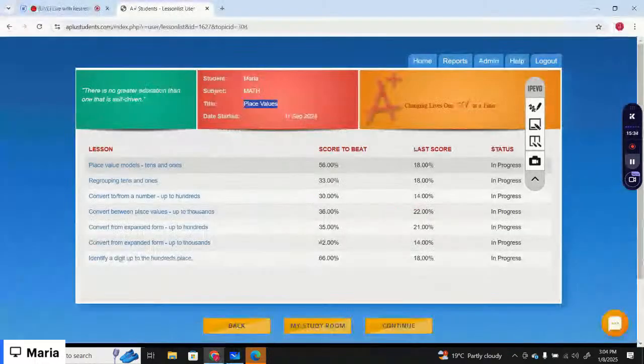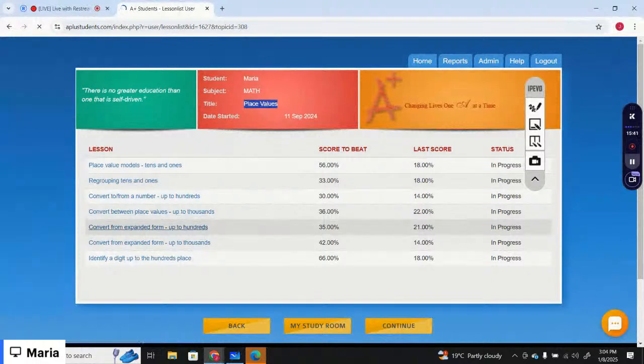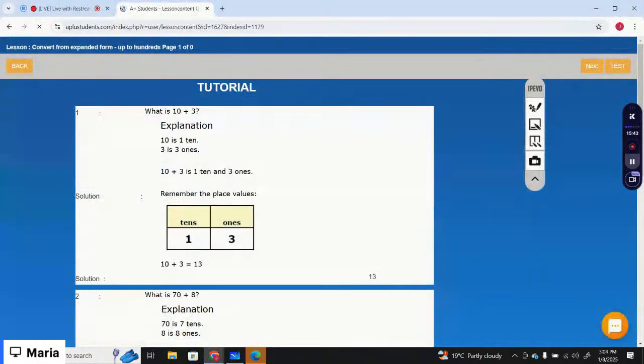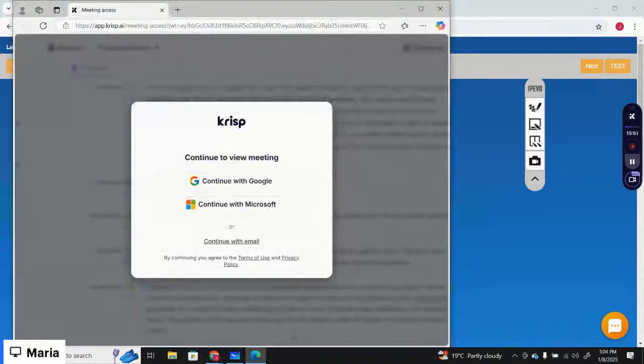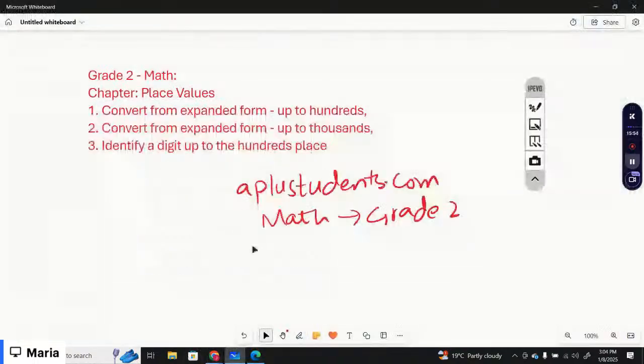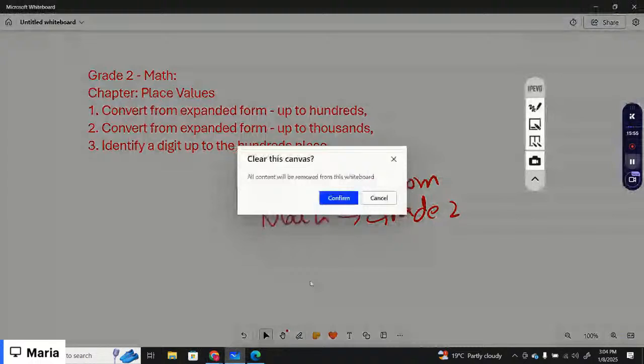So here I'm on grade 2 math. The chapter we are on right now is place values. Let's just start with the lesson that is convert from expanded form up to hundreds. The first thing you need to learn is what is expanded form, right? I'm going to start with an example. So just listen to me carefully.